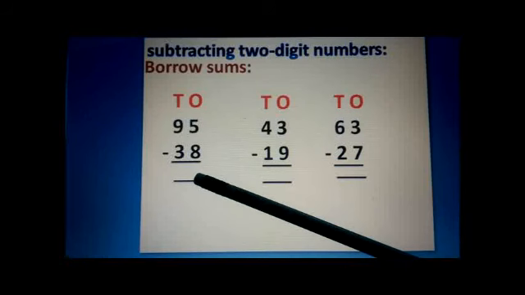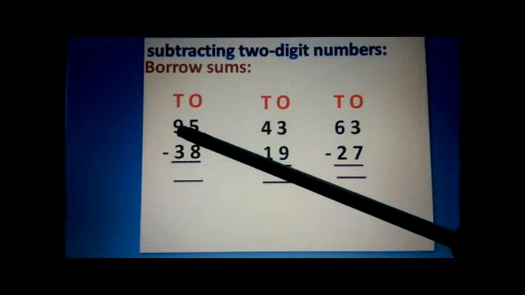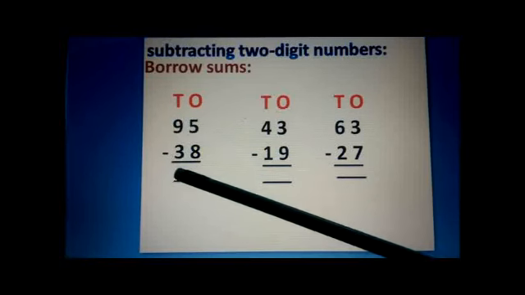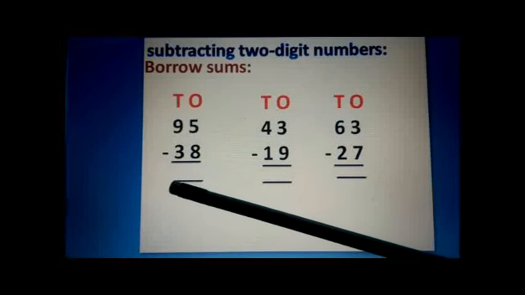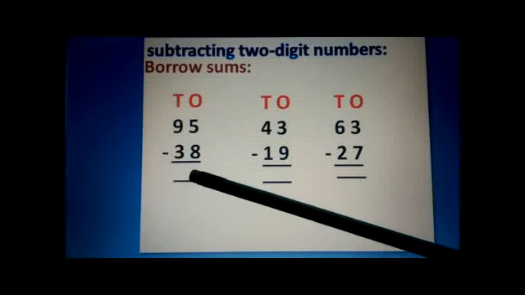7. So we can write 7 in the place of ones value. And 8 is left in the place of tens value. So 8 minus 3. What is the answer of 8 minus 3? 5. So we can write 5 in the place of tens value. Done, class? And the total answer is 57.